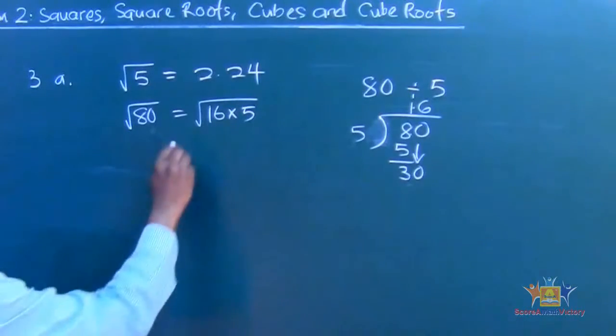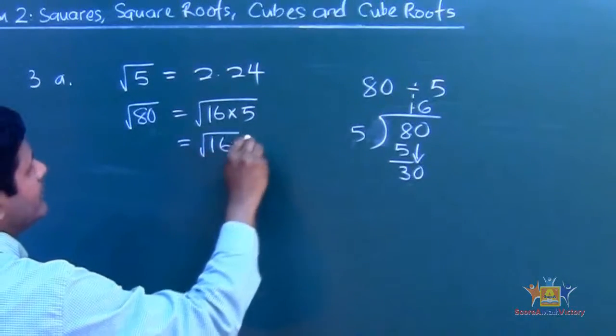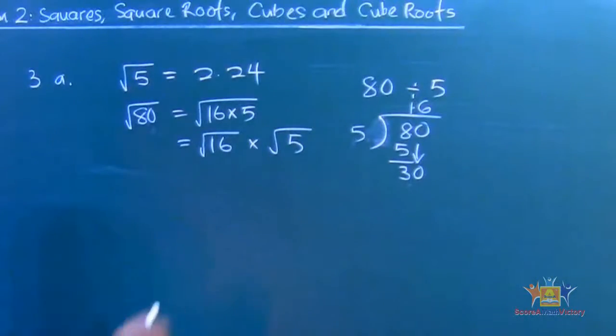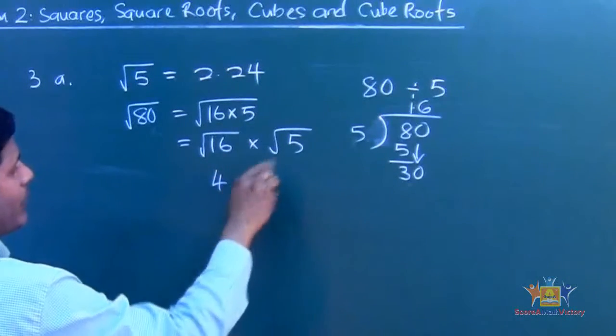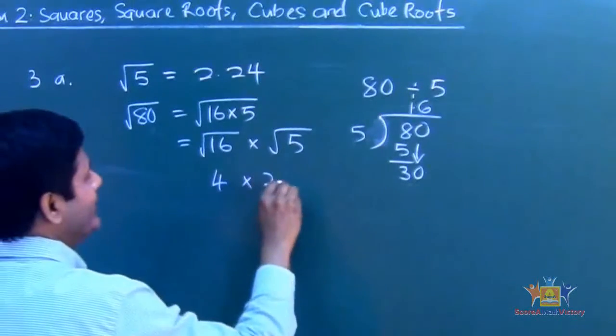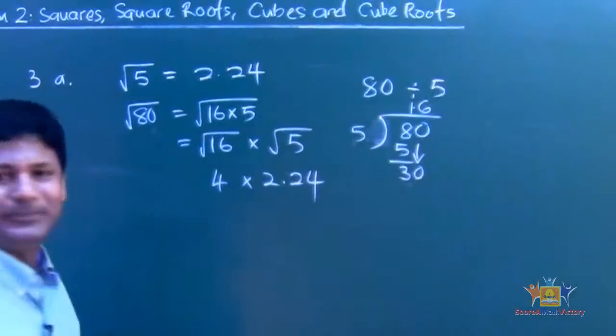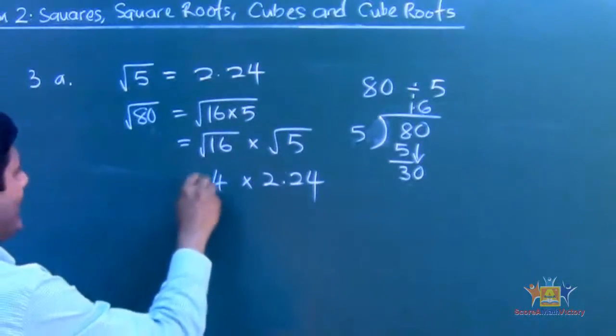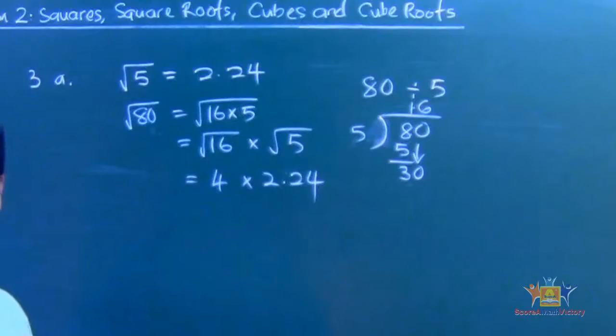Now look at this, I can break this up to square root of 16, square root of 5. And I know square root of 16 is what? 4. Because that's a perfect square. That's a 4. And do I know square root of 5? It's given 2.24. That's right, 2.24. Now then what do? Just multiply. We got decimal, alright? So forget now, remember later.